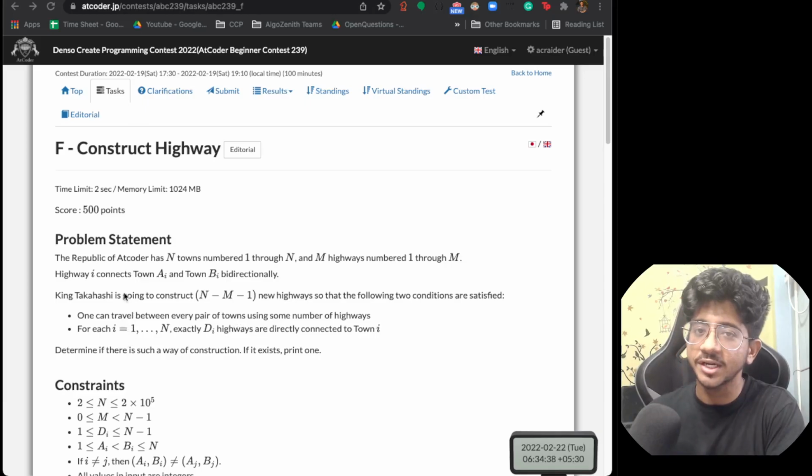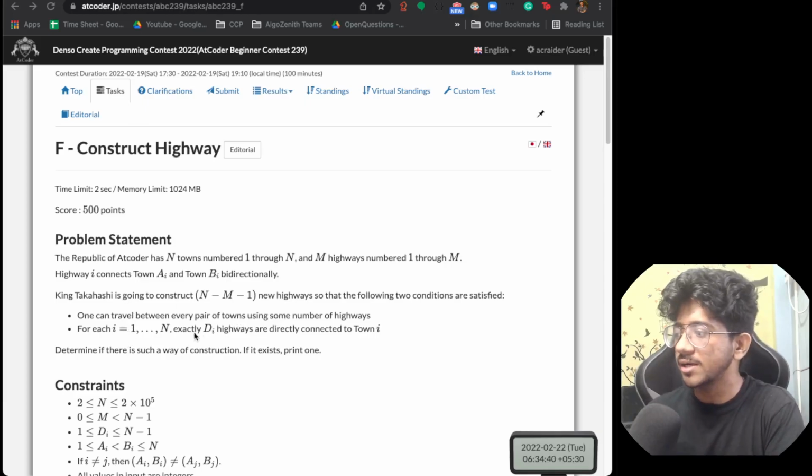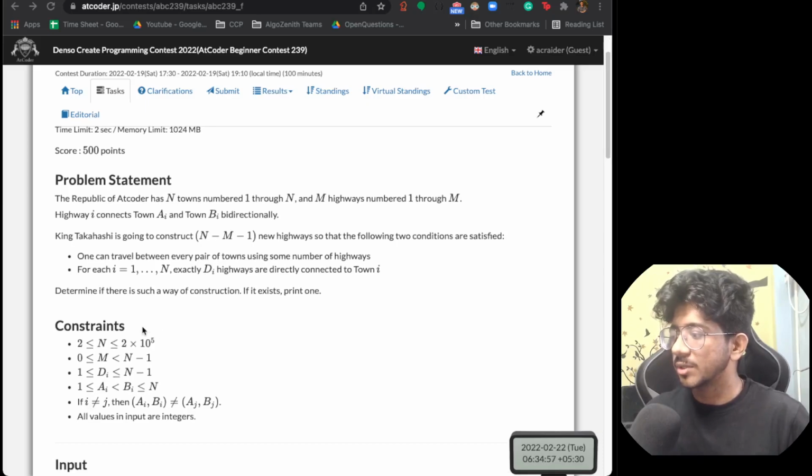So you have to create a connected graph, and you have to add this many edges, and every node should have a degree of di. That's the setup. How do we build such a thing? Now note that it's given in the problem to determine if such a construction exists. If it exists, print it. Okay, so that is important. And the number of nodes is up to 2 to the power 5, so it's a very general constraint.